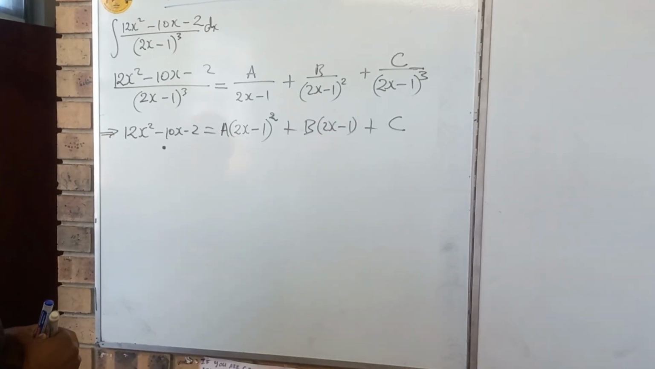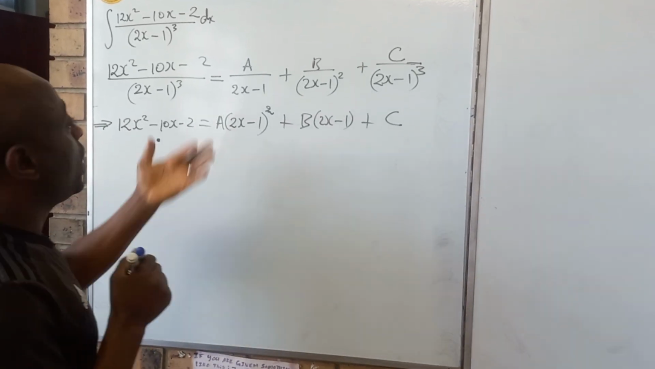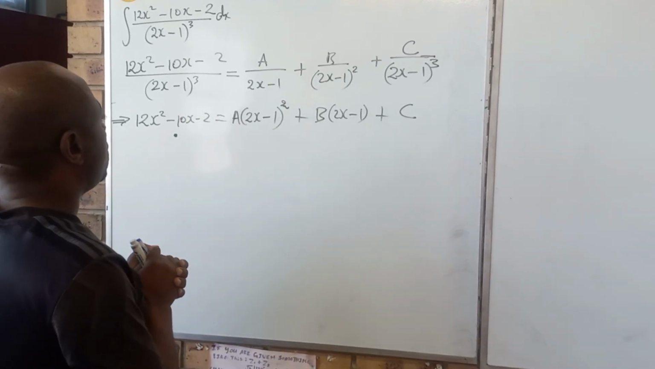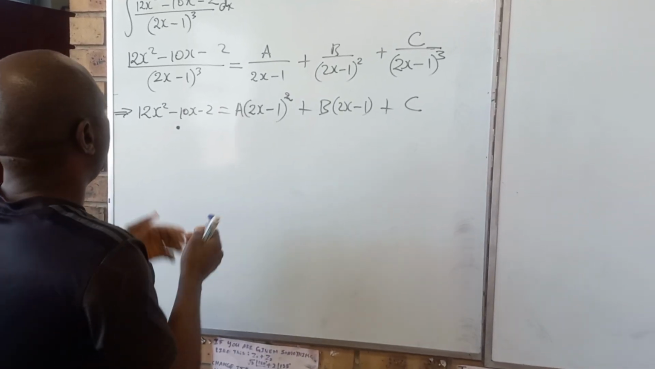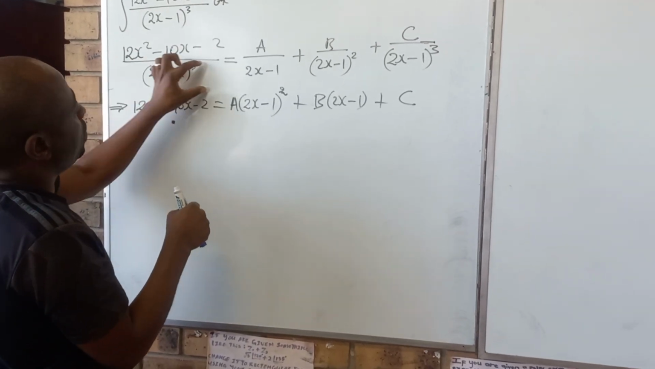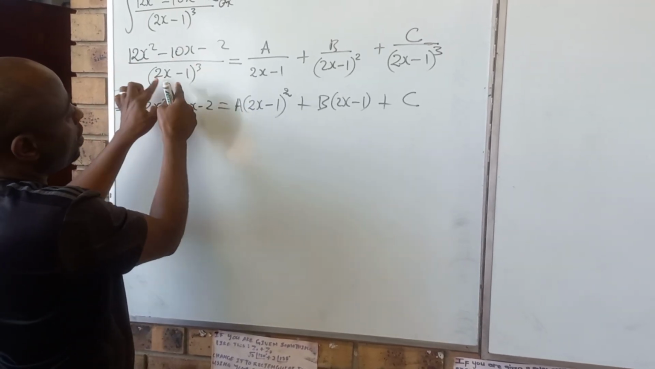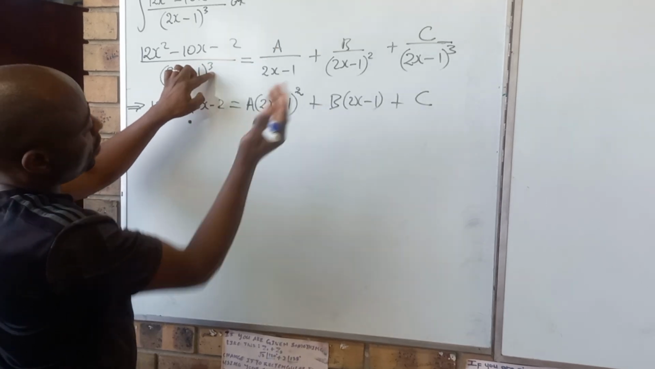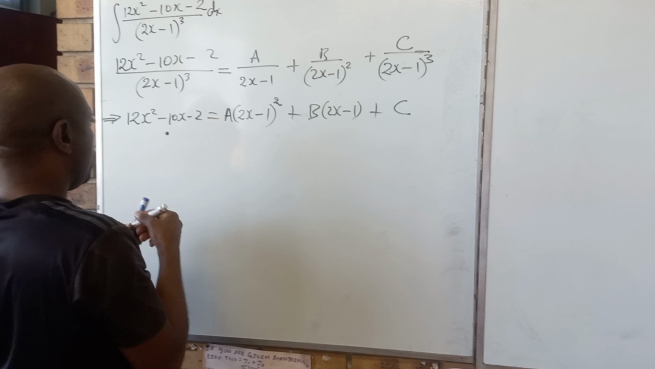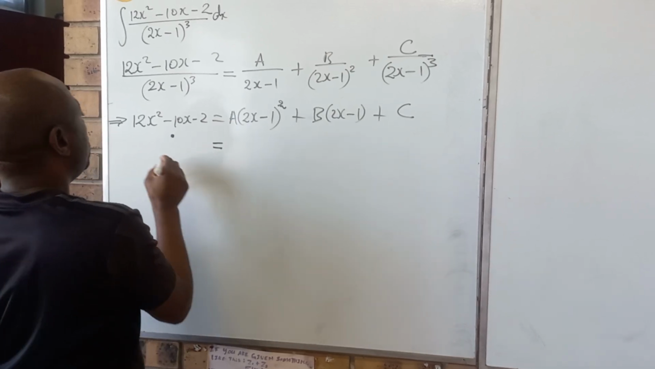At this stage, to get A, B, and C, we can still choose 3 numbers. But the best option for me, the fastest option, when I discover I'm solving a problem where the denominator is factorized to a single linear factor repeating 2, 3, or 4 times, is that I prefer to expand. That is faster for me, and I would suggest you also do that.